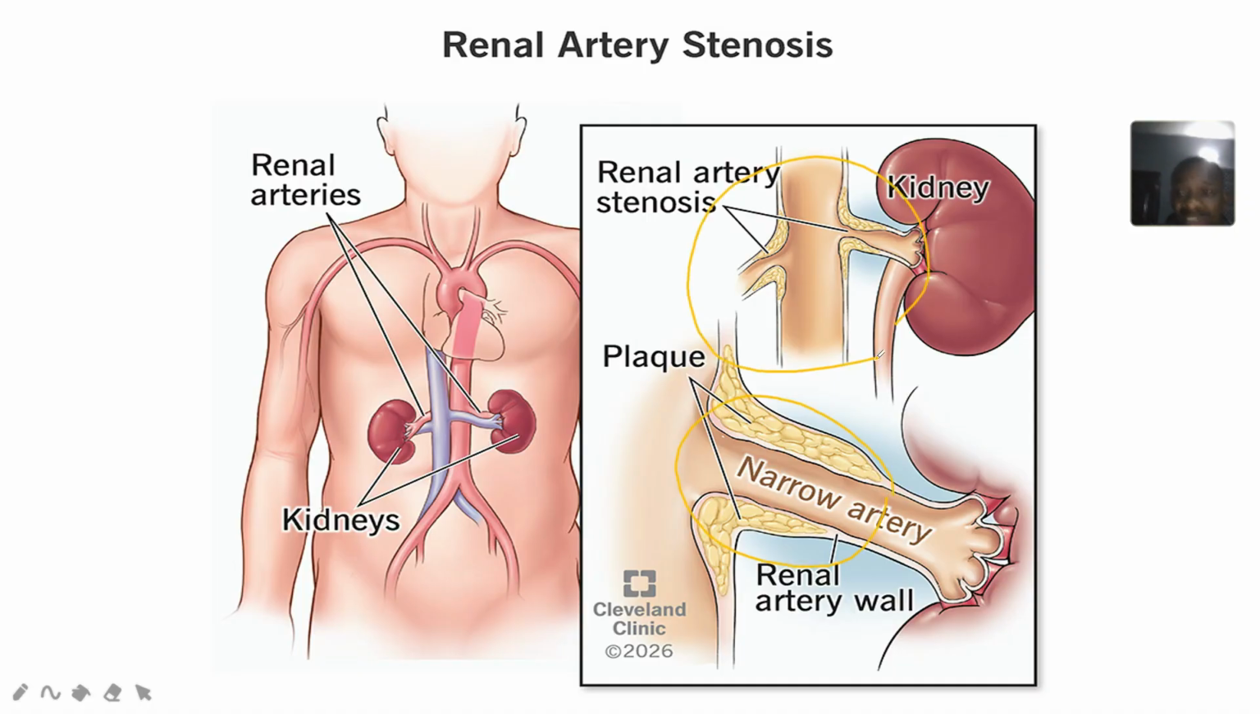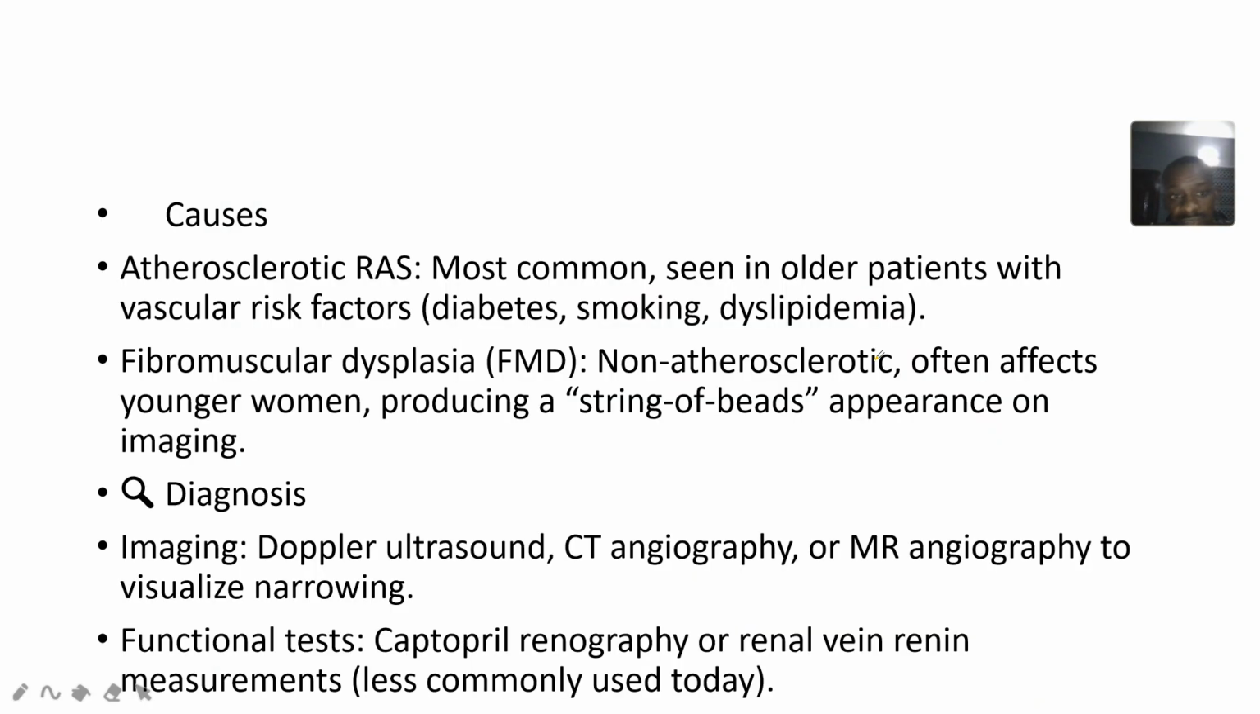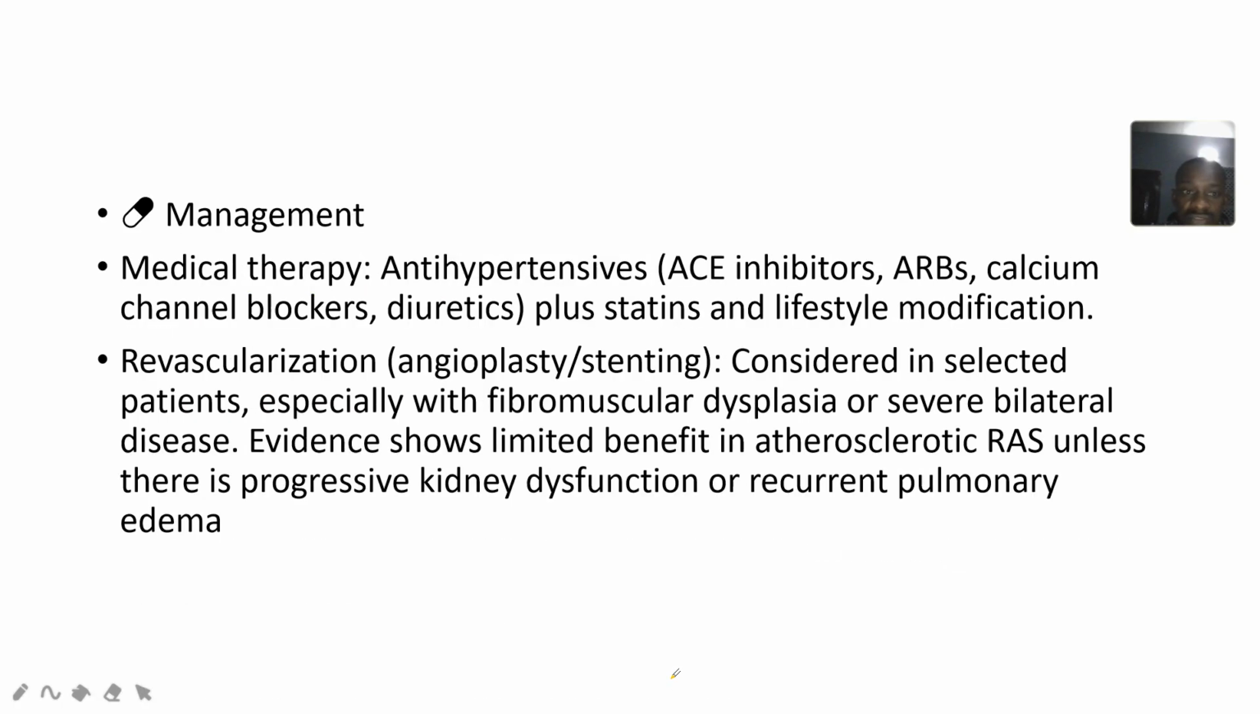It could be due to fat deposition, that's atherosclerosis. It could also be due to fibromuscular dysplasia. So causes, it could be atherosclerosis, it could be fibromuscular dysplasia, just like I told you guys. You diagnose it using ultrasound, CT angiography, MR angiography to visualize the narrowing, okay, and also captopril renography or renal vein renin measurements.